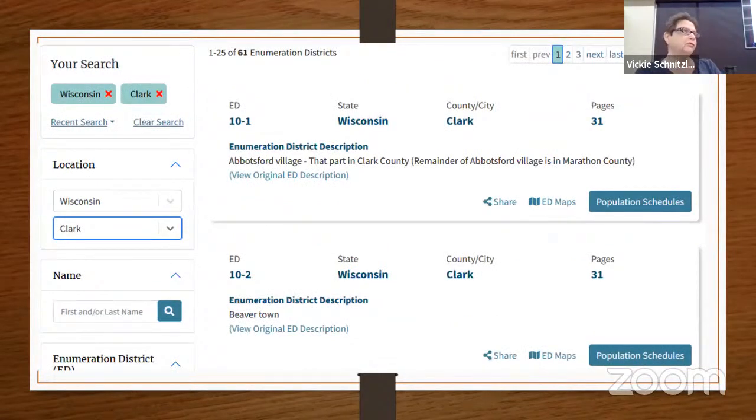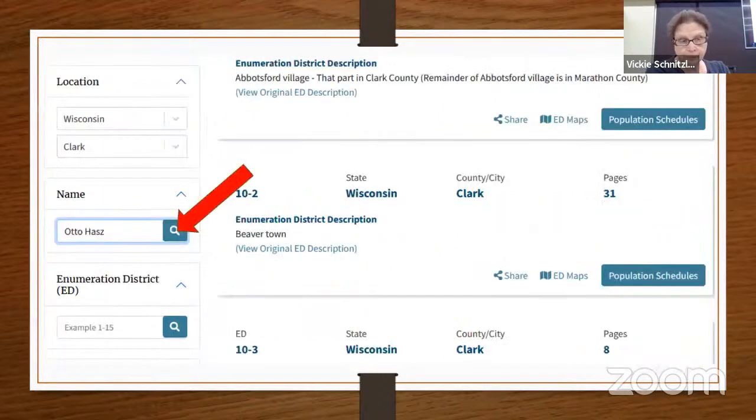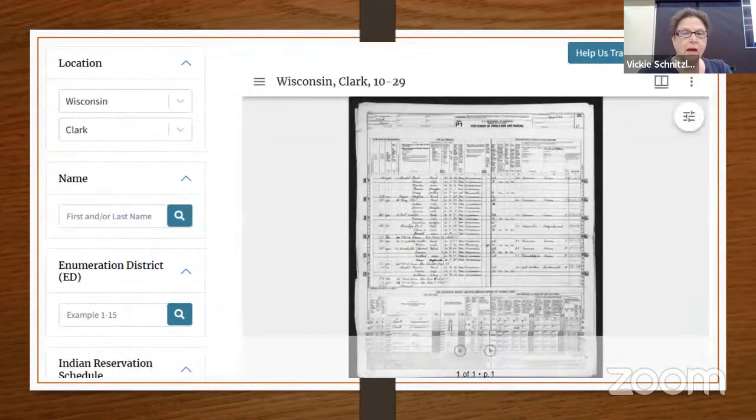But we're going to try making it as easy as possible to start with, without going through all of the different maps that are listed for Clark County. We're going to try putting my dad's name in where it says name. So next slide. And we put my dad's name in, Otto Haas, and we click on the search button. Next slide. Lo and behold, he comes up right away.